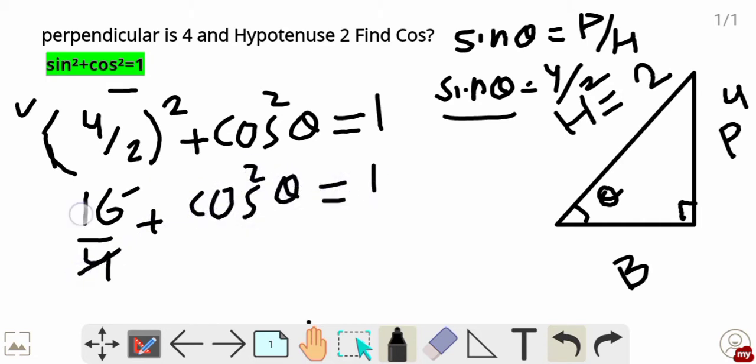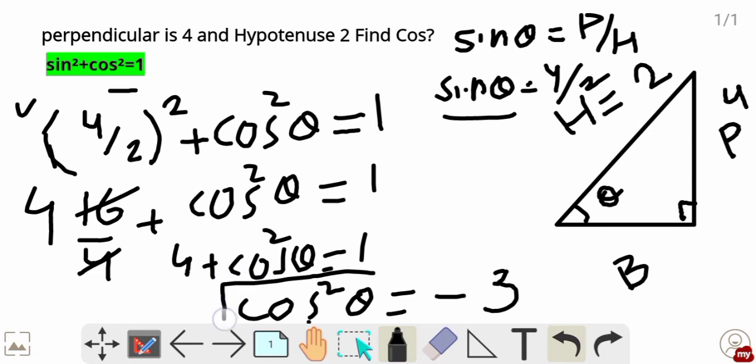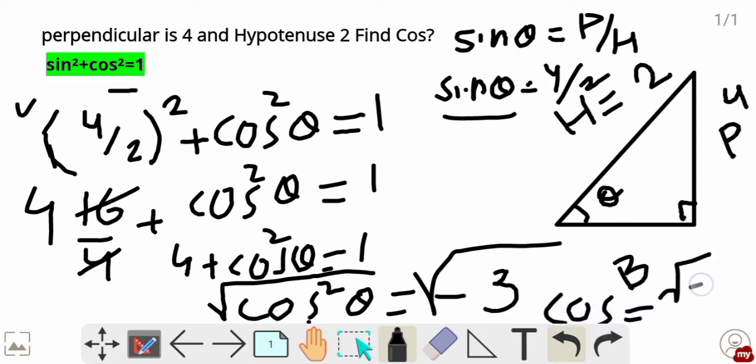So solve this. 4 4s are 16, and 4 plus cos square theta is equal to 1. So move the 4 to the other side, it will become cos square theta is equal to minus 3. So take the under root on both sides, it will become cos square is equal to under root minus 3. So this is our right answer.